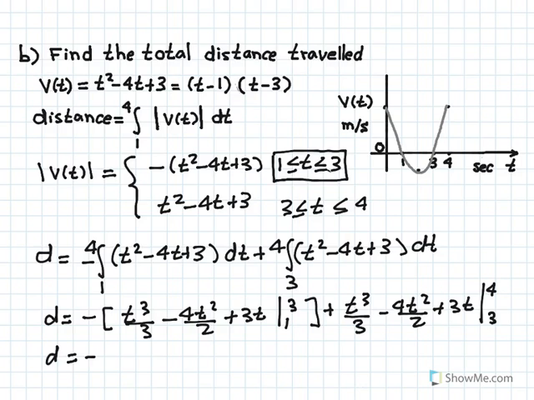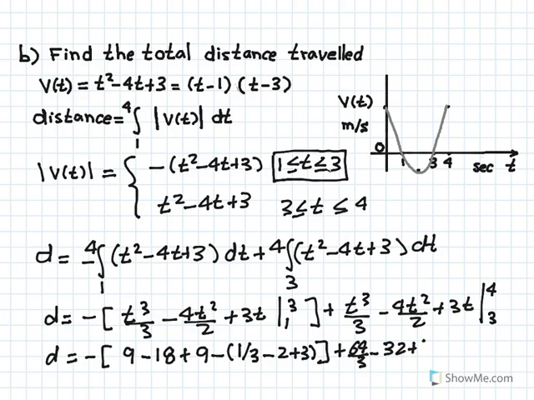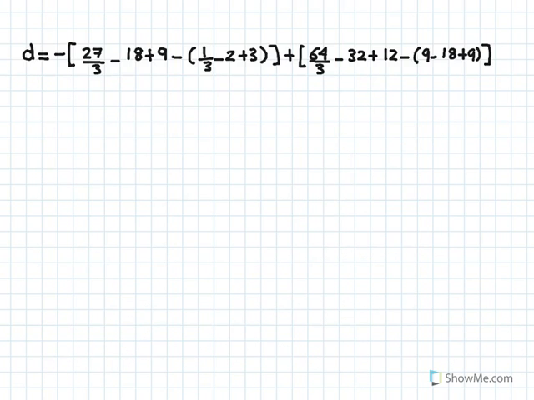And now plugging the upper and lower limit in, we get minus 3 cubed is 27 over 3 is 9, minus 3 squared is 9 times 2, that's 18, plus 3 times 3 is 9, minus, putting 1 in, we get 1/3, minus 2 plus 3. Close the bracket and close the square bracket, plus, put 4 in, we get 64 over 3. Minus 4 squared is 16 times 2, that's 32. Plus 4 times 3 is 12. Minus, put the 3 in, 3 cubed is 27 over 3 is 9. Minus 3 squared is 9 times 2 is 18. Plus 3 times 3 is 9. Close the bracket.